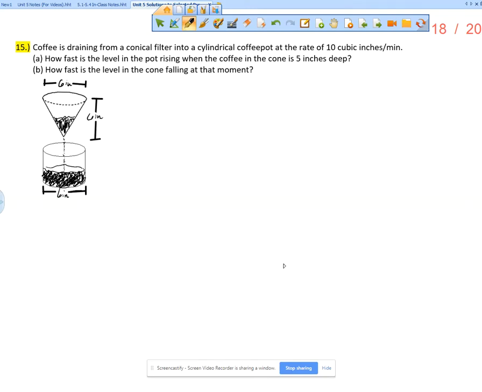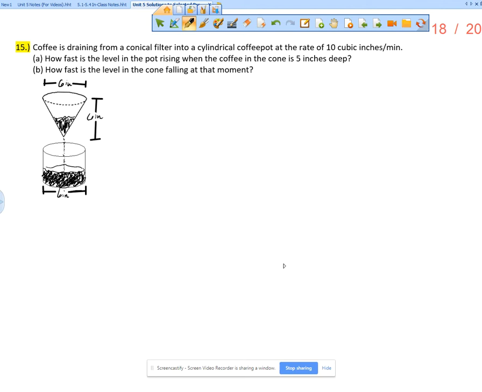This is the solution video for section 5.3, problem number 15. Coffee is draining from a conical filter into a cylindrical coffee pot at a rate of 10 cubic inches per minute. How fast is the level in the pot rising when the coffee in the cone is 5 inches deep? And then part B, how fast is the level in the cone falling at that moment?